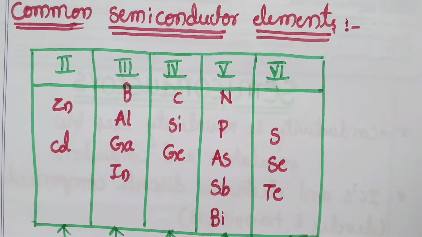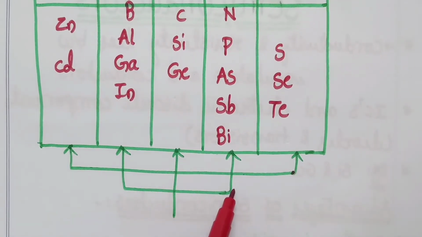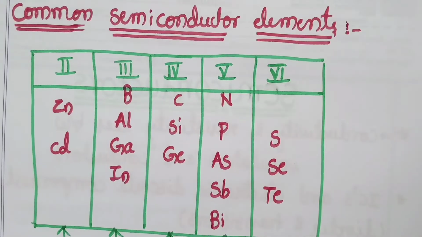So, the combination of the second and sixth groups will form semiconductor compounds, as well as the third and the fifth groups, whereas the fourth group itself forms the semiconductor. So, these are the common semiconductor elements that we have used.